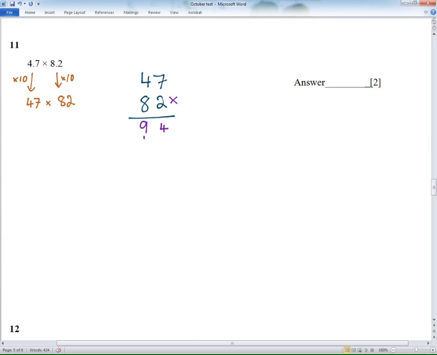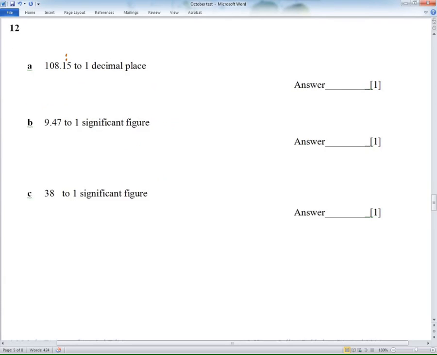2 times 7 is 14, carry the 1. 2 times 4 is 8, add the 1, gives you the 9. Okay, 80 times 7, so we need that 0. 8 times 7 is 56, carry the 5. 8 times 4 is 32, add the 5, gives you 37. Find out the answer by adding the columns. 9 plus 6 is 15, 7 plus the 1 is 8, 3 on its own is 3. So we need to now divide the answer by 100. There are 2 decimal places in the question, 2 decimal places in the answer. 38.54 is the final answer.